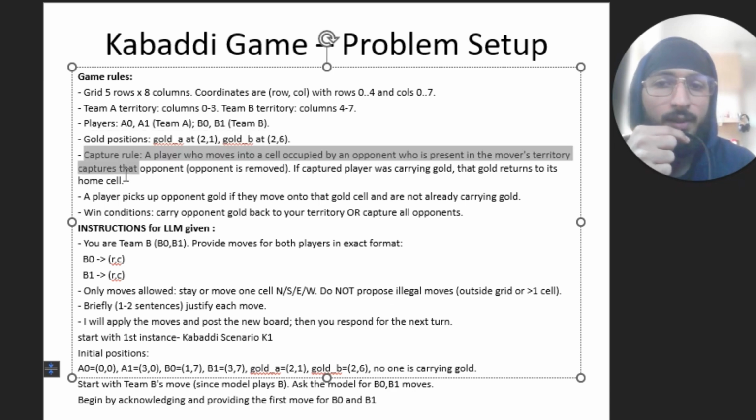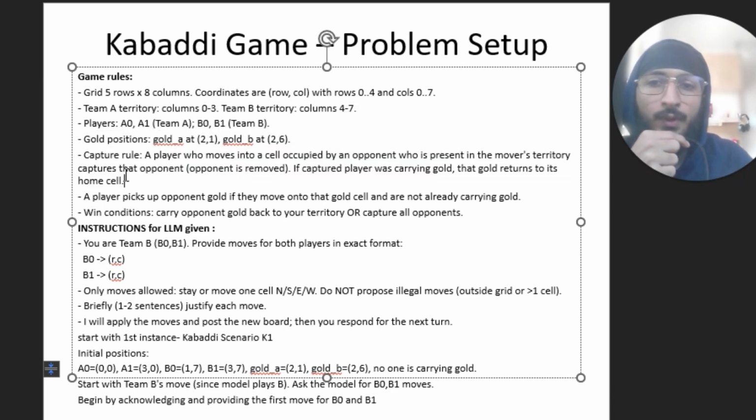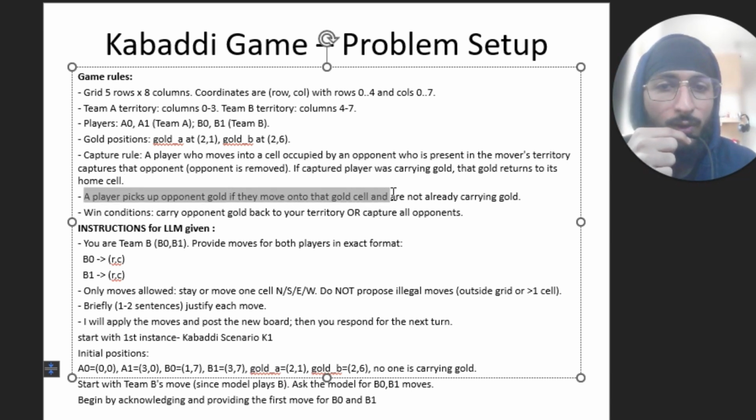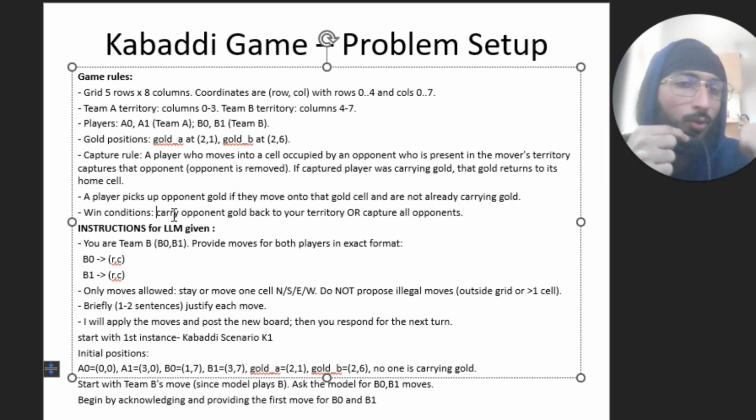The capture rule is given. A player who moves into a cell occupied by an opponent who is present in the mover's territory captures that opponent, who would be removed. If the captured player was carrying gold, that gold would return back to its home cell. And a player picks up opponent gold if they move onto that gold cell and are not already carrying gold. The win condition is that we carry opponent gold back to our territory or we capture all the opponents.